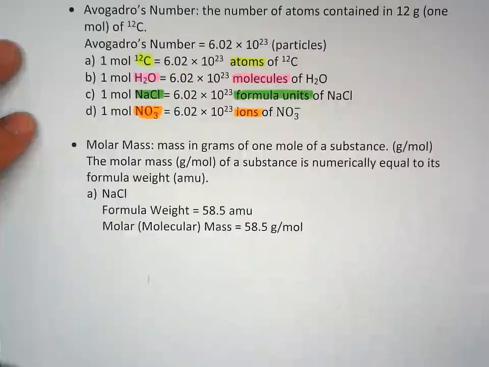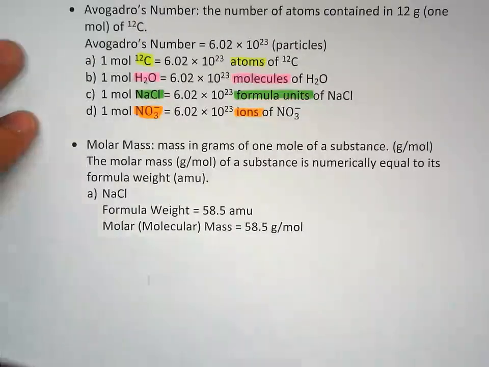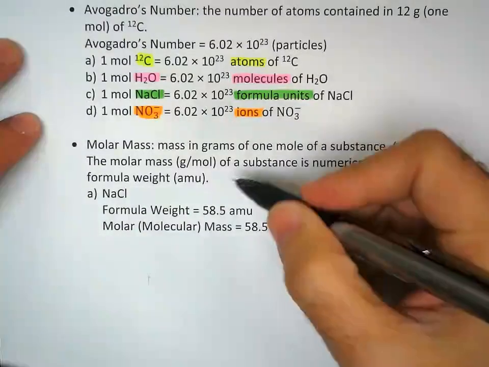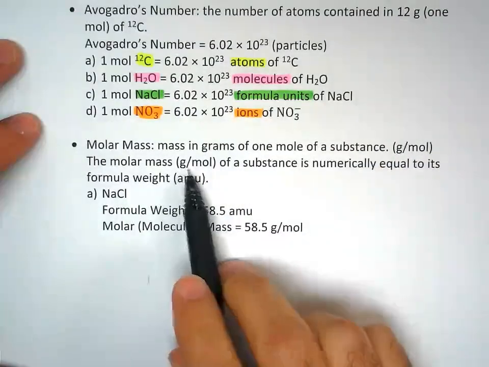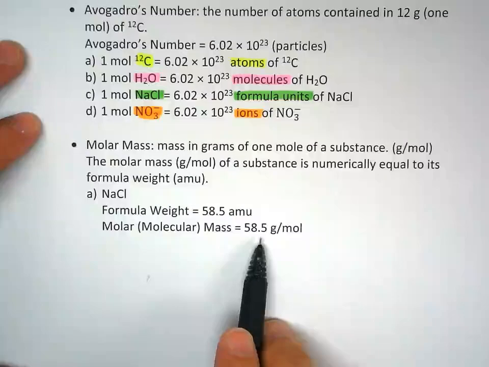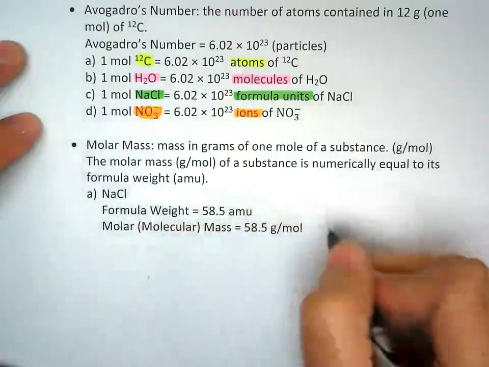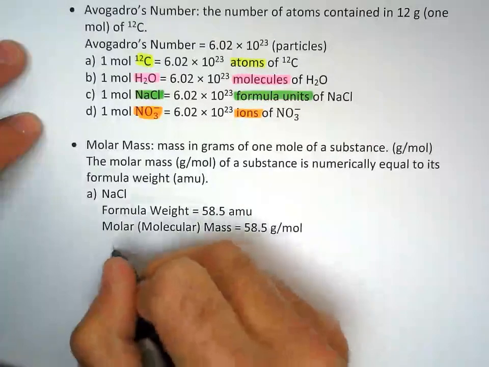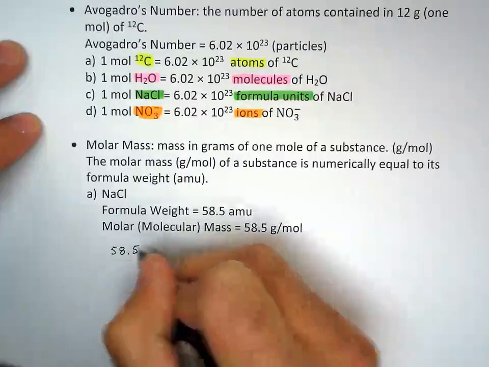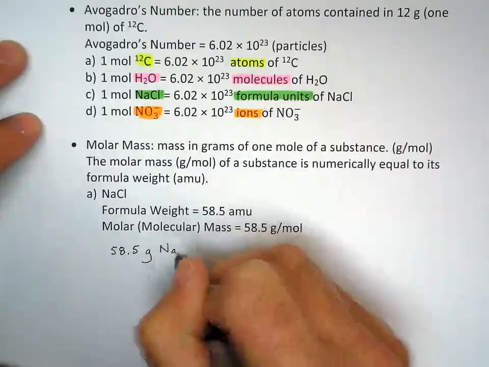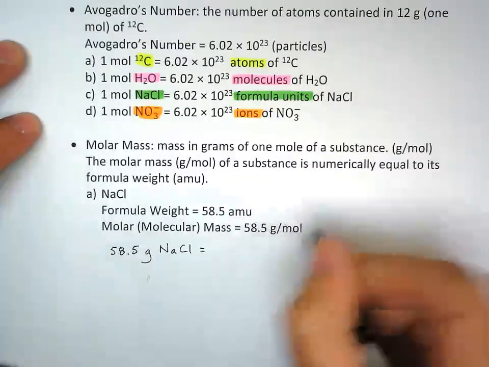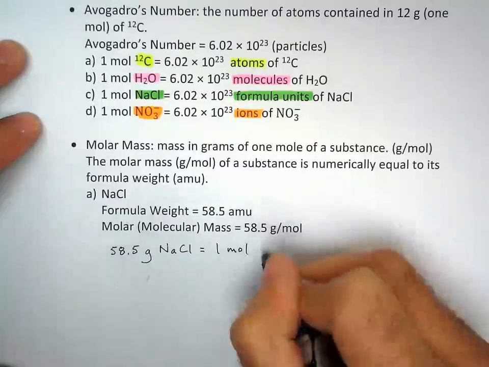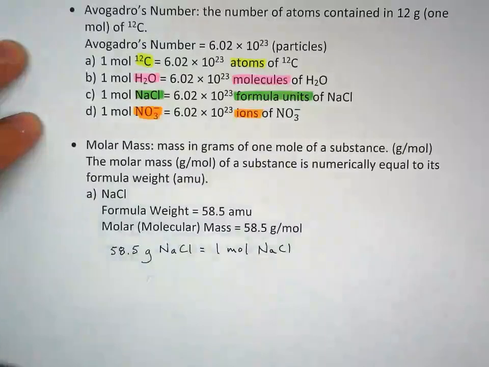Now, what do we do with that? Well, that tells us the number of grams per 1 mole. So in other words, for NaCl, that means that 58.5 grams of salt is the amount of grams you would need to have 1 mole of salt, sodium chloride.